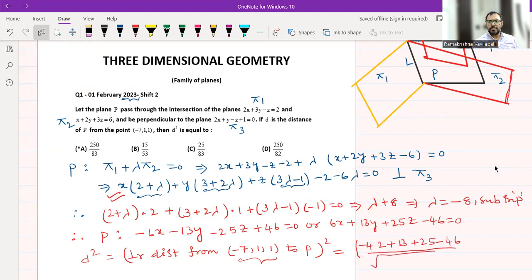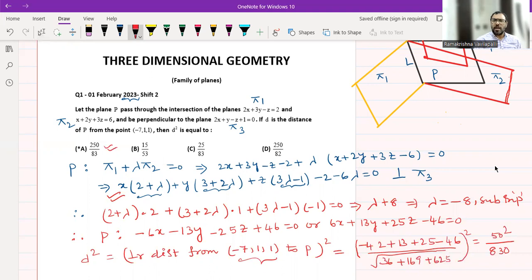root over 6 square 36 plus 169 plus 25 whole square is 625, and this whole square. Numerator reduces to 50 square whole by denominator reduces to 830. So 50 square is 2500. 1 0 will be cancelled. So the answer is 250 by 83.